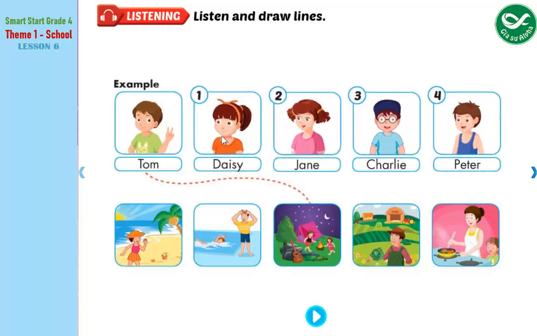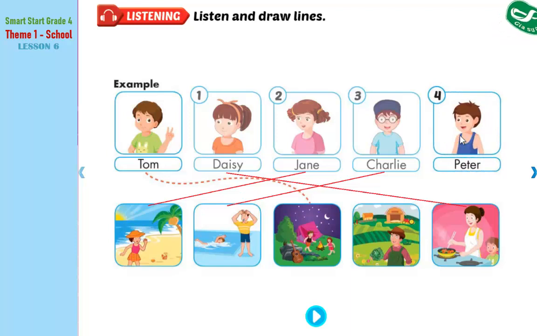1. What did you do in the summer, Daisy? I learned how to cook. You did what? I learned how to cook. 2. What did you do in the summer, Jane? I went to the beach. Oh, I love the beach. 3. What did you do in the summer, Charlie? I learned how to swim. You learned how to swim? Yes, that's right. 4. What did you do in the summer, Peter? I went to the farm. You did what? I went to the farm.